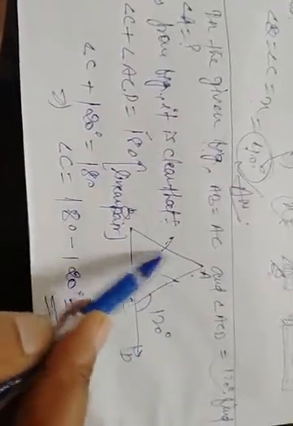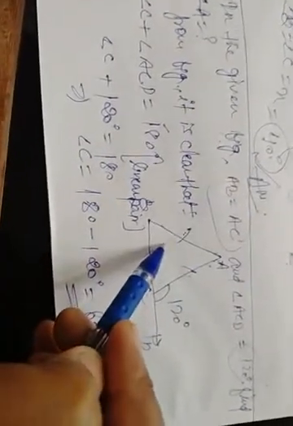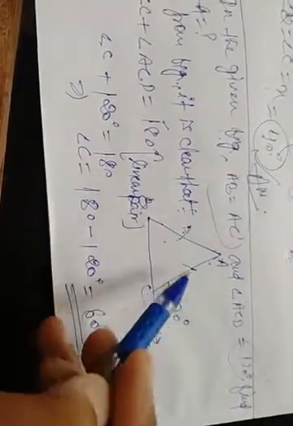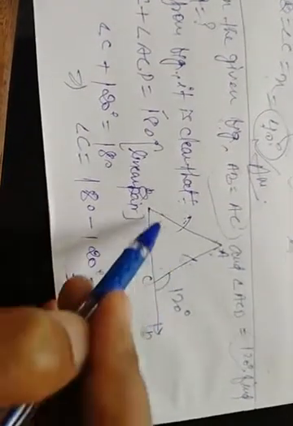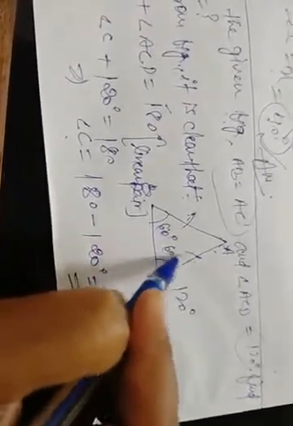And from the figure, according to the question, the side AB is equal to the side AC, and we know that the angles opposite to equal sides are equal. So angle B is equal to angle C, that is angle C is equal to 60, so angle B is also equal to 60.